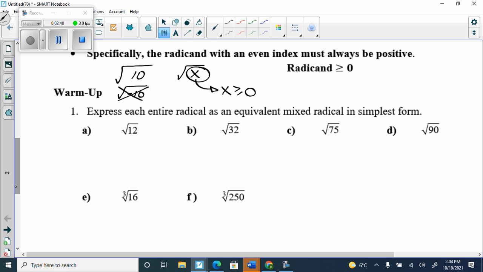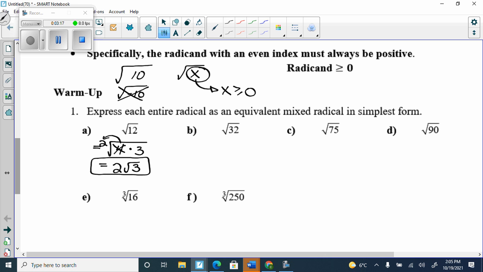So yesterday I told you guys to do this. Express each entire radical as an equivalent mixed radical in simplest form, because we did this for part of one day at the very beginning of the year. You also did it in grade 10, so it's just a review. So what can I break 12 into? What perfect square? 4 and 3. The 4 comes out and it becomes a 2. So I get 2 root 3. Done.